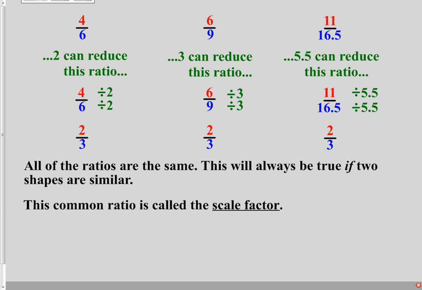So we have a 2 to 3 scale factor on this picture, meaning, since the numerator is smaller than the denominator, the left figure got bigger, becoming the right figure, and it was a 2 to 3 ratio that it grew by.